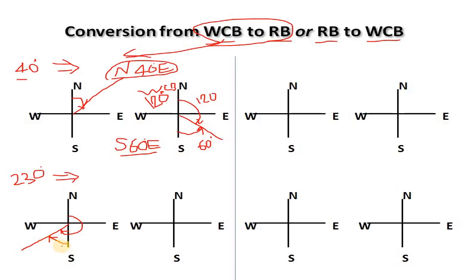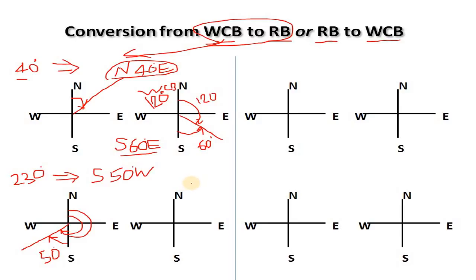So what will be this angle? You know this angle is 230 degree, and this one is 180 degree. Subtract 230 minus 180, means 50 degree. Write it in reduced bearing system. How to write? First S, because I start from S, 50 degree. Westward or eastward? Westward. Now come to the next.